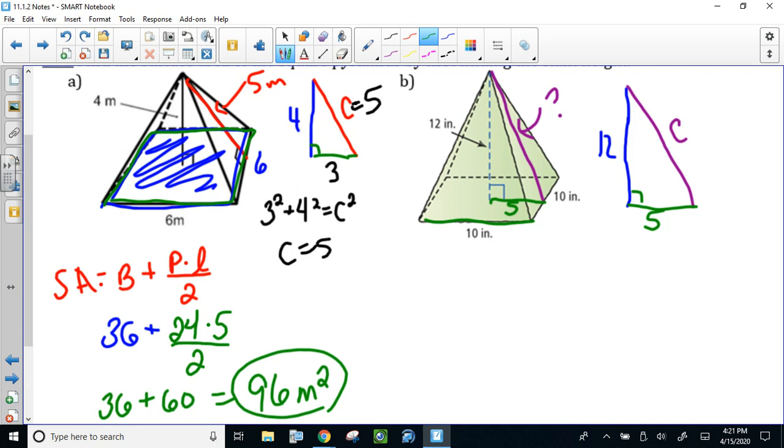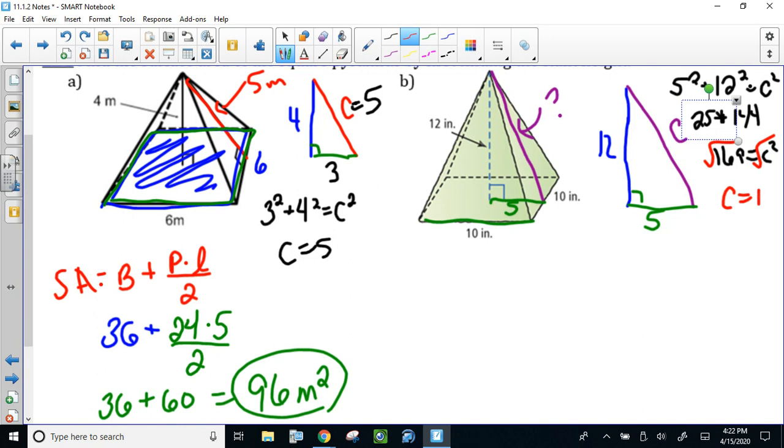So here's our formula. Here's our issue. We've got to do Pythagorean theorem. So a squared plus b squared equals c squared. So 5 squared, that's 25, plus 144, that's going to be 169. And then we will square root both sides. So our hypotenuse, our value of c is simply 13. So that's come up with that.